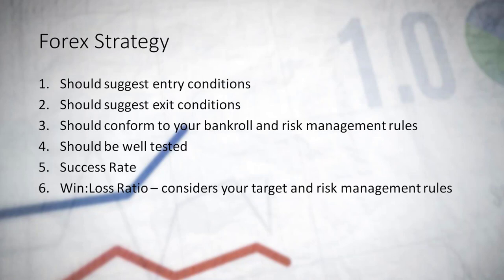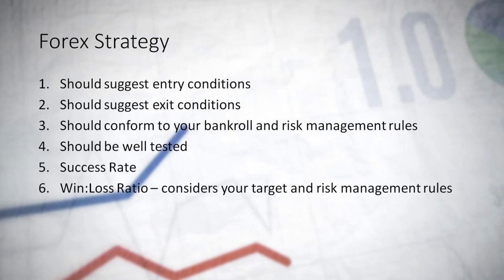If your Forex strategy has a 55% success rate, this means that out of 100 trades, you will approximately profit in 55 trades and you will be losing in 45 trades. And the thing is to be more of a winner rather than a loser. But there is one very important component that is related to success rate in Forex trading. And this is the win-loss ratio of each of your trades. Although your strategy has a certain success rate, it also has a win-loss ratio. This considers your target and your risk management rules.